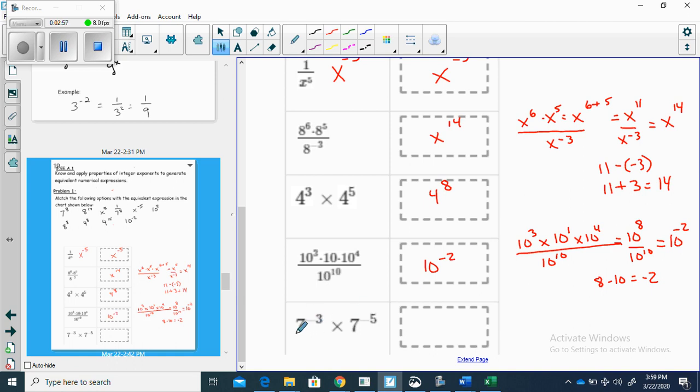Now on this one, my bases are the same. I have 7s. Those bases are the same, and I'm multiplying, so I add my exponents. That's going to give me 7 to the negative 3 plus negative 5. When I'm adding negative numbers, I wind up with 7 to the negative 8. This is 7 to the negative 8, but I don't believe we have one of those up there. So this is 1 over 7 to the 8th power.